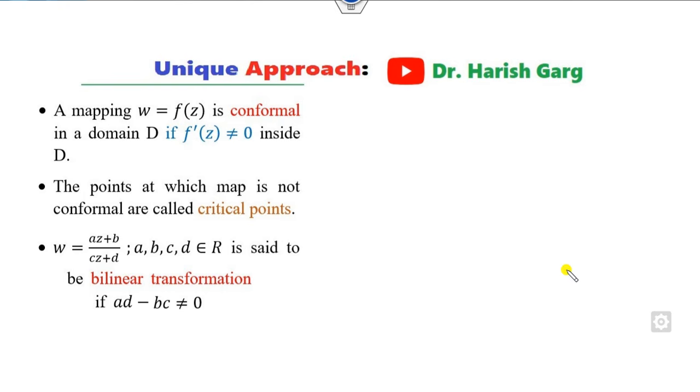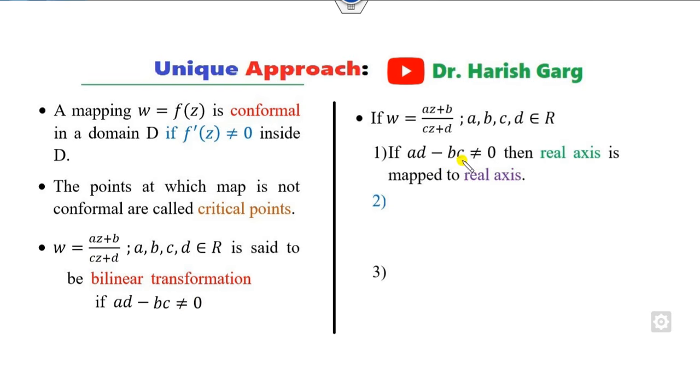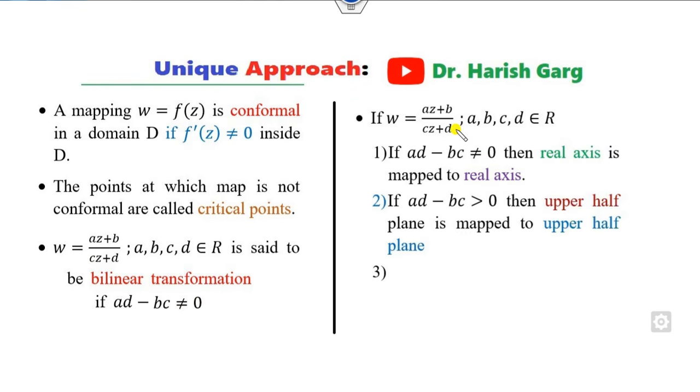The next concept is the bilinear transformation, which we also call the Mobius transformation. Any transformation of this form is said to be a Mobius transformation if AD minus BC is non-zero. Then the real axis of Z is mapped onto the real axis of W. If AD minus BC is greater than 0, then the upper half of the plane Z is mapped onto the upper half plane of W.